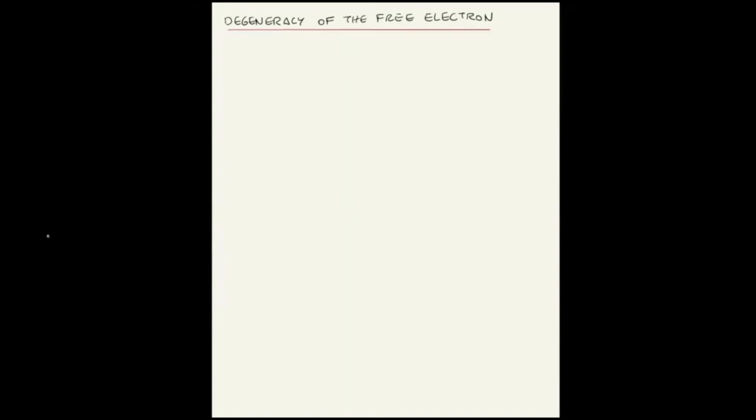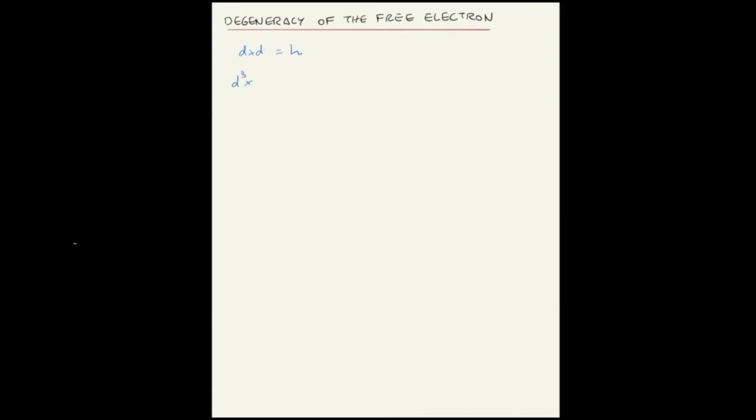So let us calculate the number of states that the free electron can occupy. Now, because of the uncertainty principle, the smallest combination of space and momentum of the free electron must obey dx dp is equal to h, where h is Planck's constant. That means that the smallest volume that the electron can occupy would be dx cubed.